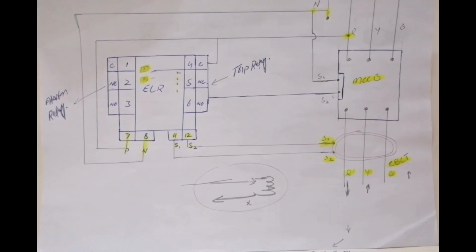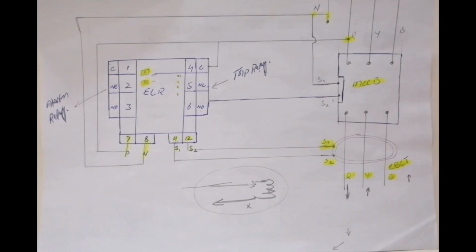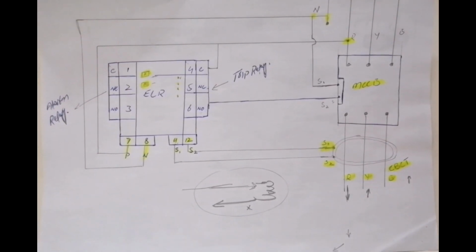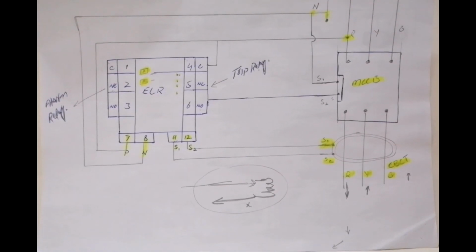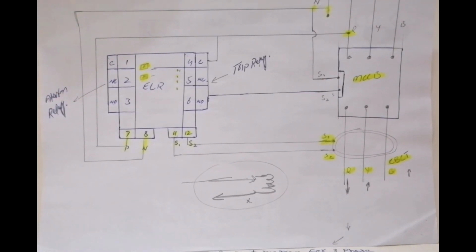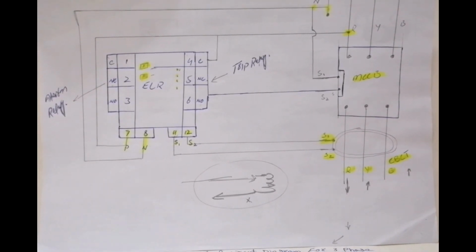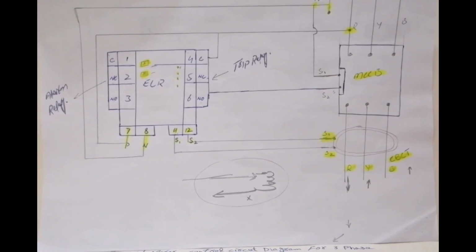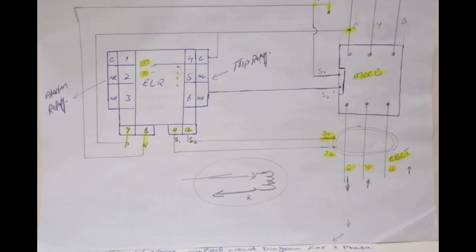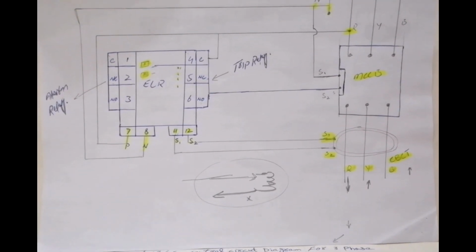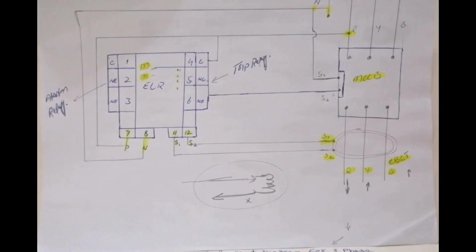During normal conditions, when we switch on this breaker, our supply flows through the center of this CBCT, but there is no flux and no residual current developed at points S1 and S2. Residual current appears only when an earth fault happens.